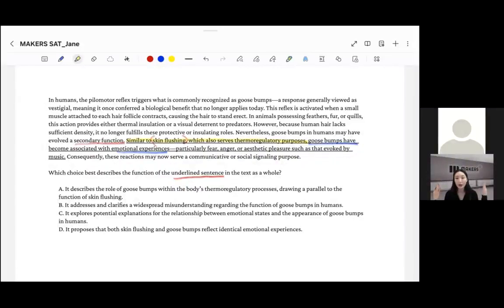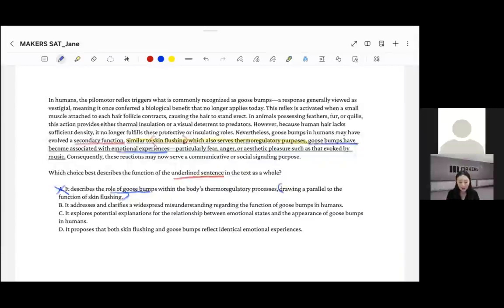Skin flushing is when you're blushing. So when you're blushing, it could be number 1, because it's really hot, right? That would be thermoregulatory. But you could blush when it's cool, when you're embarrassed, or when you are shy, or anything else. So it also has an emotional reaction to it. So this part, the part where I highlighted yellow, it is using skin flushing only as a comparison. So to say that we are describing the role of goosebumps, drawing a parallel to this, wouldn't be the main purpose of what the underlined part is doing. So A would ultimately be incorrect.